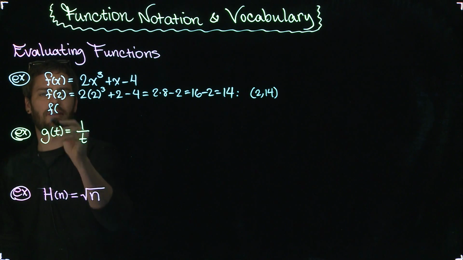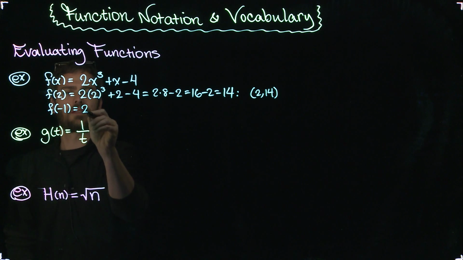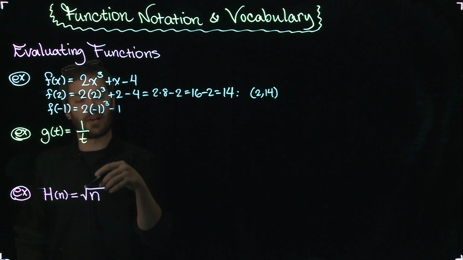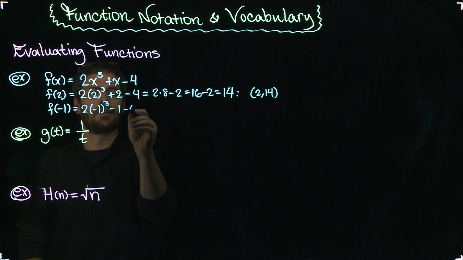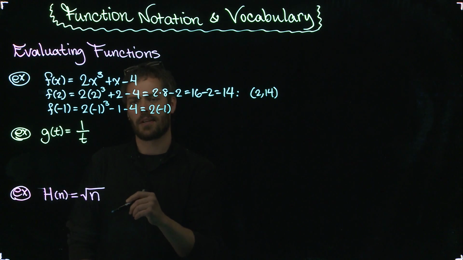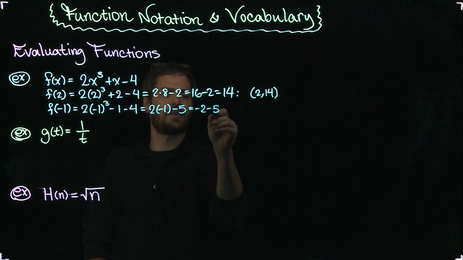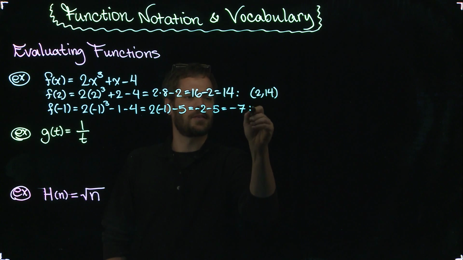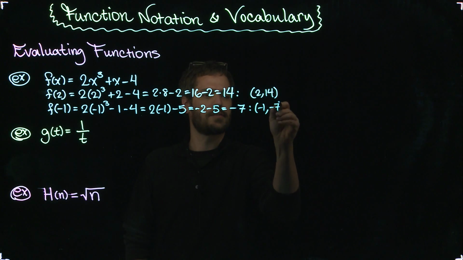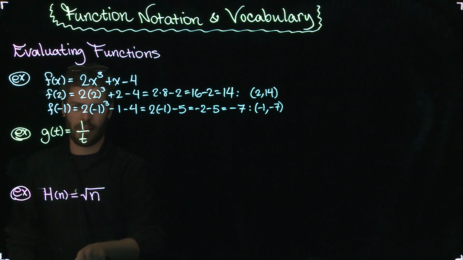Okay, let's put in another value for f. How about a negative value? Negative 1, that's an easy one. This gives me 2 times negative 1 cubed minus 1, or plus negative 1. That's where I get the minus 1. Minus 4 gives me 2 times negative 1, since negative 1 cubed is negative 1. Negative 1 minus 4 is negative 5. This gives me negative 2 minus 5. In the end, negative 7. So there's an ordered pair here. Negative 1, negative 7.